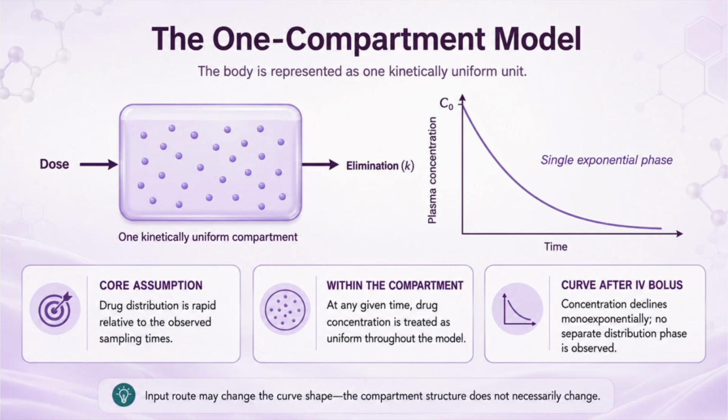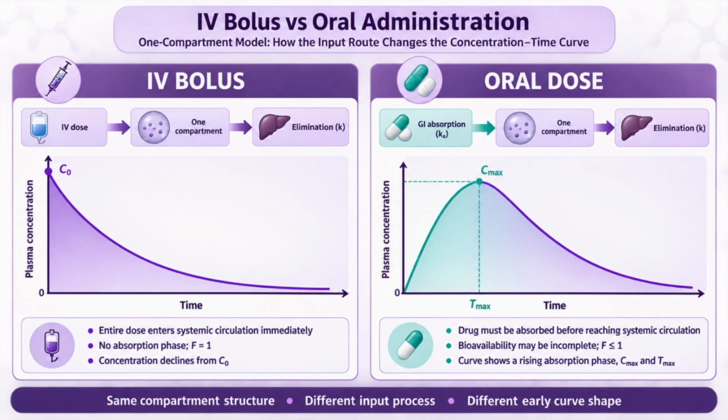Following an intravenous bolus under first-order elimination, the plasma concentration decreases as a single exponential phase. This is called a monoexponential decline. Physiological distribution still occurs, but it is either sufficiently rapid or insufficiently resolved by the samples to appear as a separate phase. The number of compartments and the route of administration describe two different aspects of the model. The compartment structure describes what happens after the drug reaches systemic circulation. The administration route describes how the drug enters that structure.